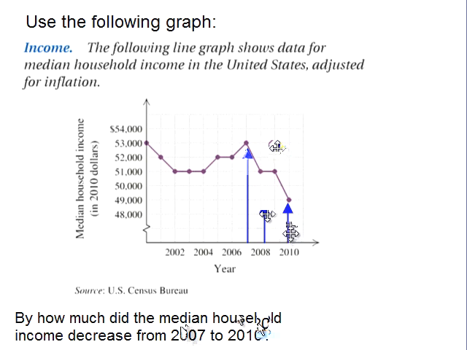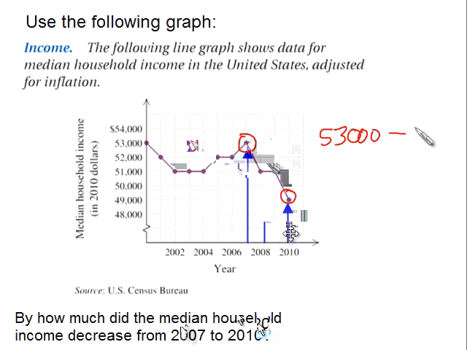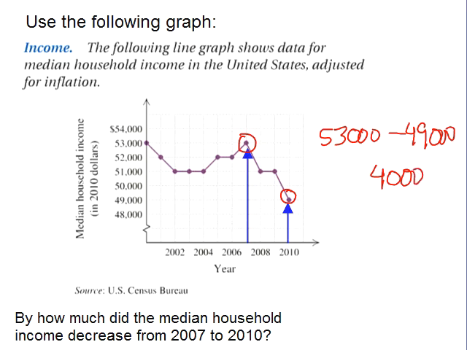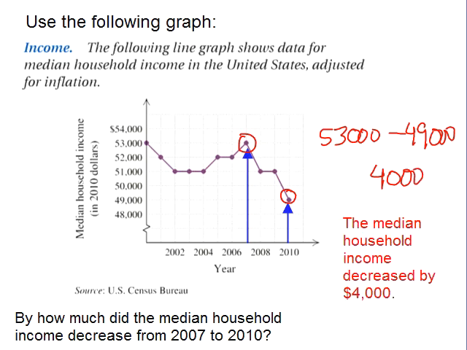Now, we want to know how much the median household income, which is our output, or our vertical axis, decreased. So we want this value here, which is 53,000, minus, because I want the difference in this y value, or output value, which is 49,000. So if you subtract these values, we'll get 4,000. Therefore, the median household income decreased by $4,000.